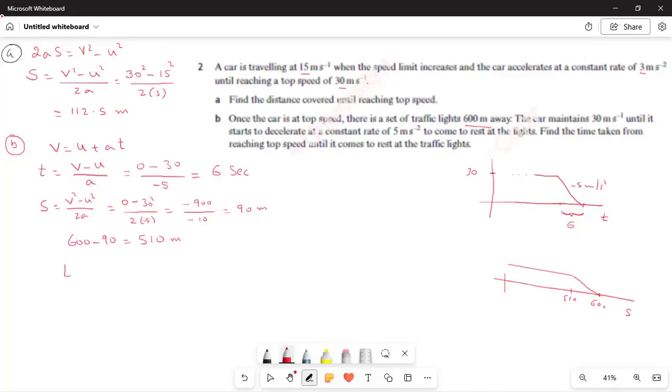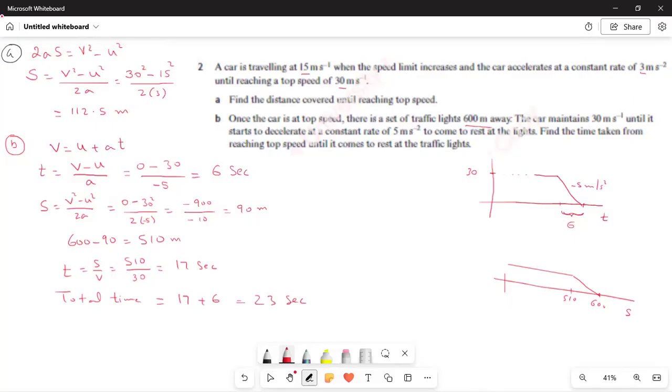So how much time would it have taken? Time is distance over speed. The distance it has to travel was 510, and its speed was 30. Yes, it was going at a constant speed of 30. So that will be 17 seconds. So the total time would be 17 plus 6, so this is 23 seconds.